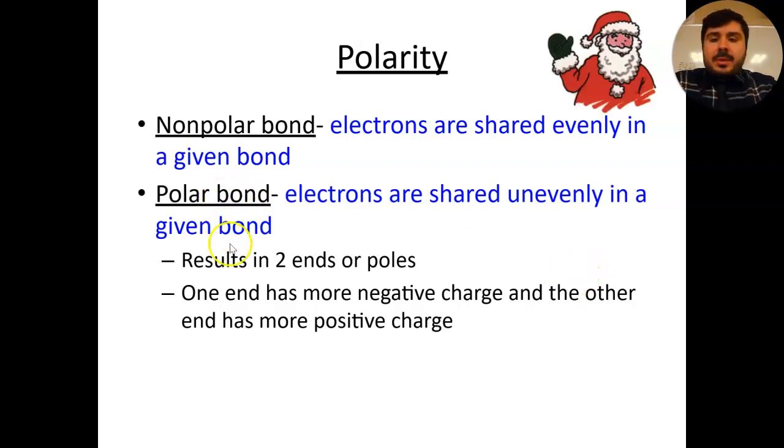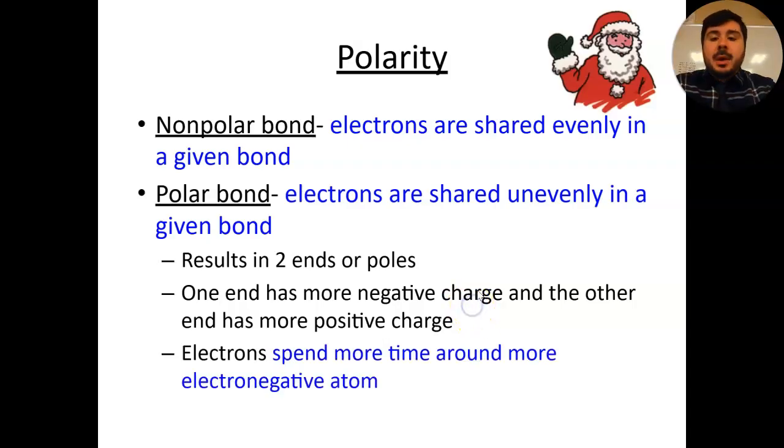Now, when this stuff happens, okay, it results in two ends or two poles where one end has a little bit more of a negative look to it and the other one has more of a positive look to it, okay? But all that's saying is that electrons, although they are actually shared, the electrons just spend more time around the more electronegative atom, okay?